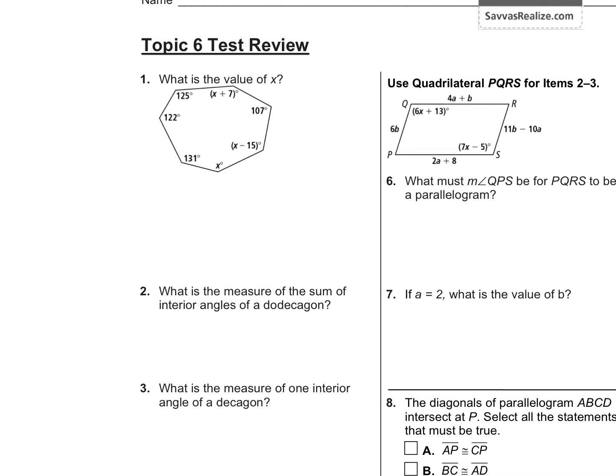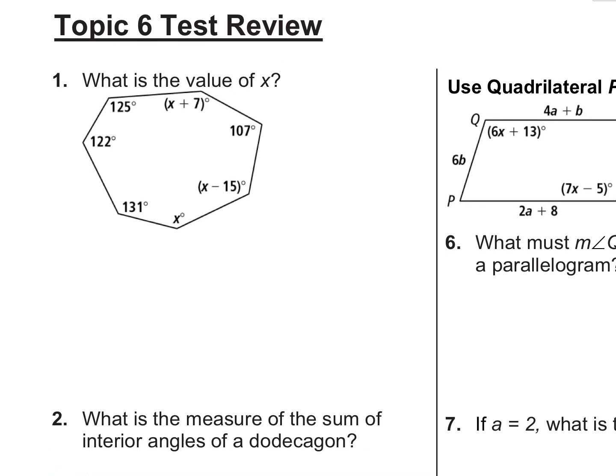So, topic 6 test review, starting with number 1. It just wants the value of x. What some of us tried to do is set these two equal to each other. I cannot assume they are equal. The only way I could assume they're equal is if they told me that this shape was regular. It is not, so we have to find what all of these interior angles add up to.